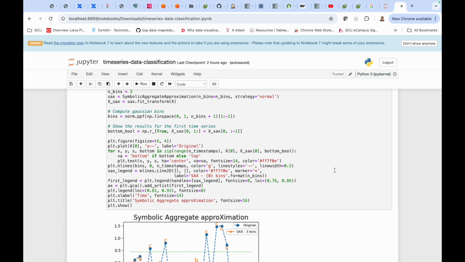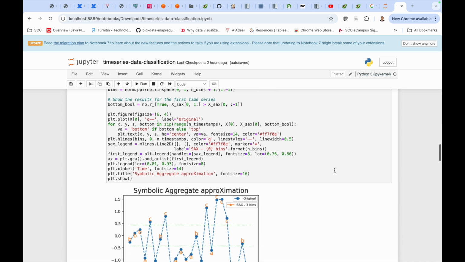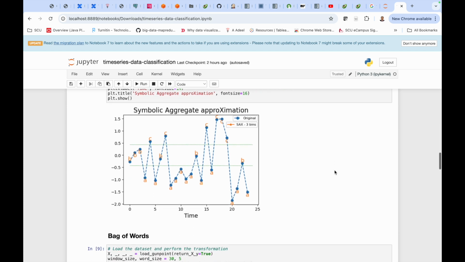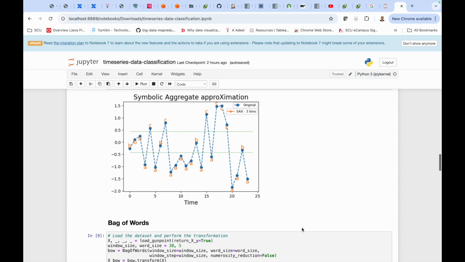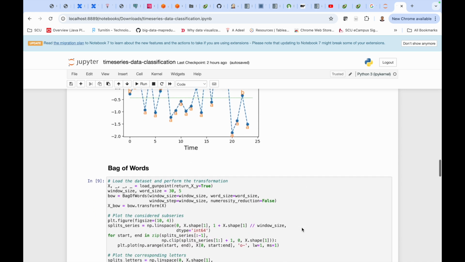So here we are using the binning strategy in symbolic aggregate approximation. It divided the whole time series into three bins. The bottom bin is all A characters, the middle is all B, and the top is all C. So this has three bins, and we assign symbols to those three bins respectively.